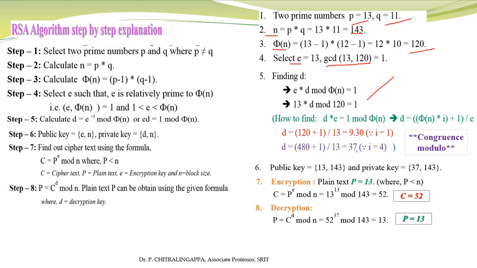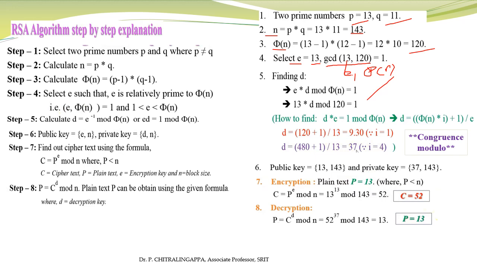So you can apply GCD of 13 comma 120, that is GCD of e comma phi of n. What is the common factor between 13 and 120? It is 1. That's why 13 is going to be selected as the public key. We know the public key, then we can calculate the private key. So e into d mod phi of n equals 1.